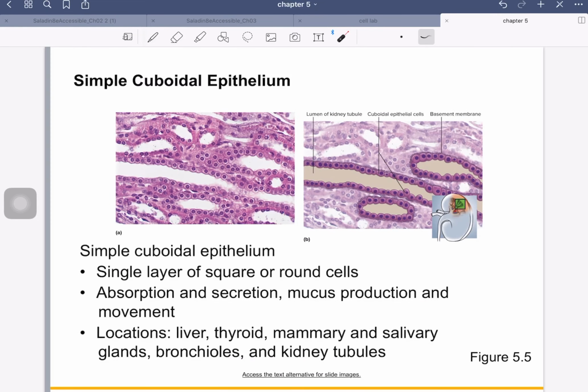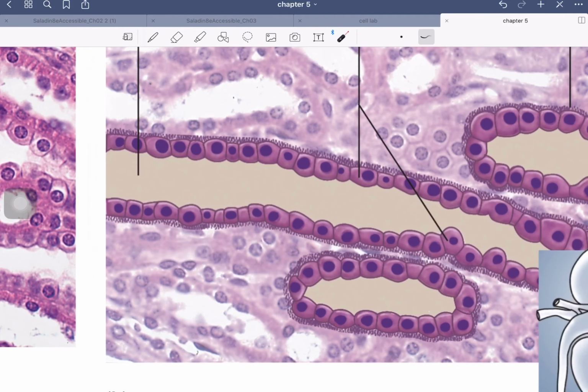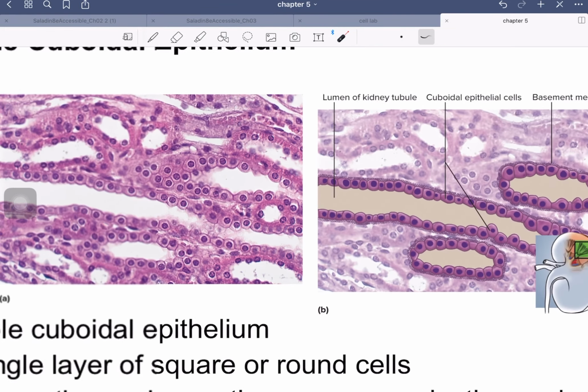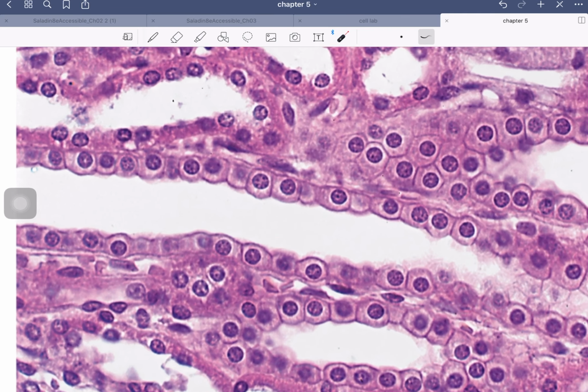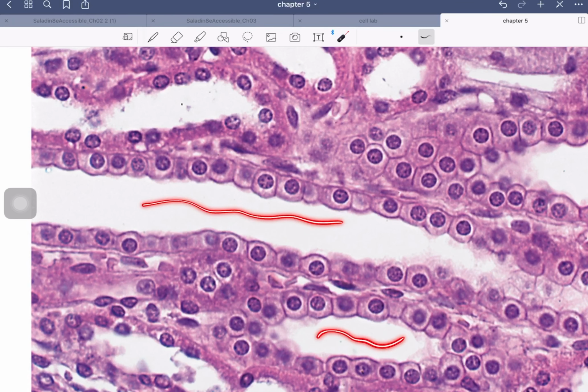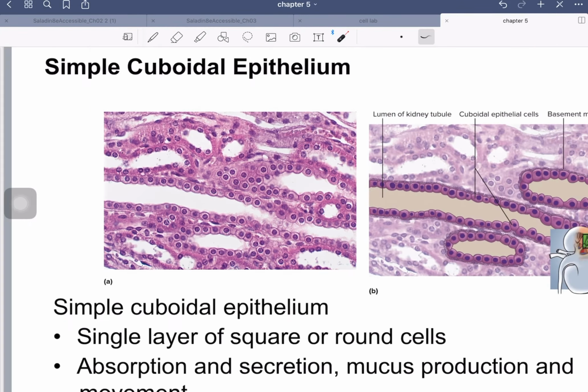Let's go to simple cuboidal. Now the name tells you everything you need to know, right? Is that first I'm going to look into, it's going to face spaces. That's one of the things about epithelium. Next thing is, I look at it, it's only one cell layer thick. And you can see the shape of the cells. They're about the same height as they are wide. So those are a cuboidal type cell. And we can go to the actual photomicrograph, and you can see here's a space, here's a space, here's a space, and in this tissue I can see there are the cells, and yeah, they are a simple cuboidal type of cell.